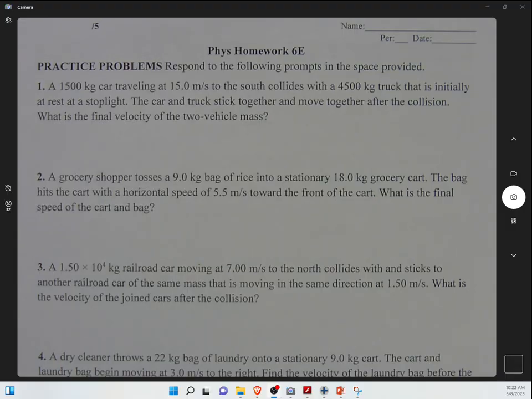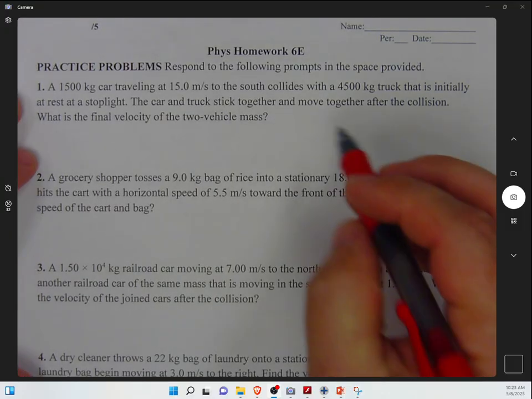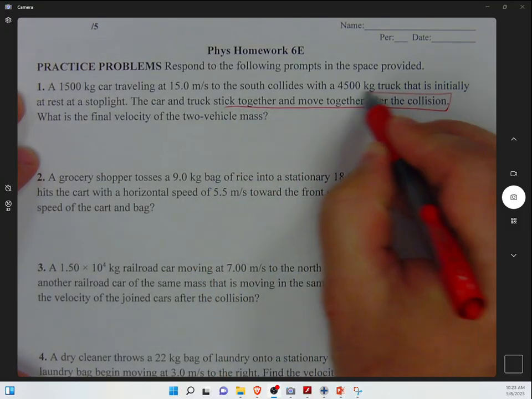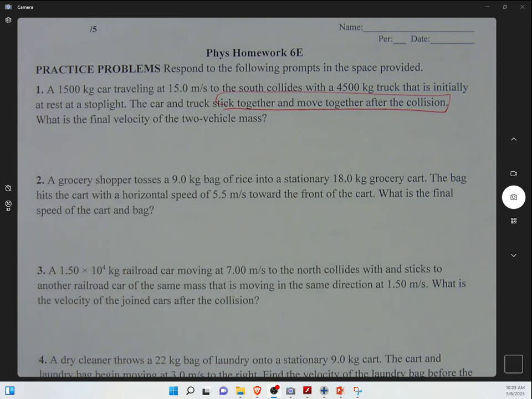So, a 1,500 kilogram car traveling at 15 meters per second to the south collides with a 4,500 kilogram truck that is initially at rest at a stoplight. The car and truck stick together and move together after the collision. Okay, this is the key here, right? Stick together and move together after the collision. This type of language is what tells you what type of collision this is and what types of equations and rules you can apply to it.